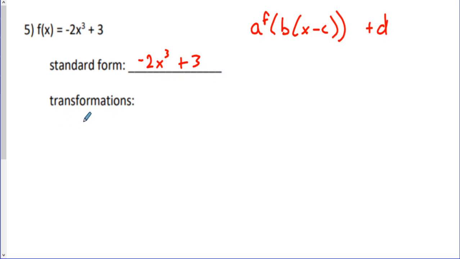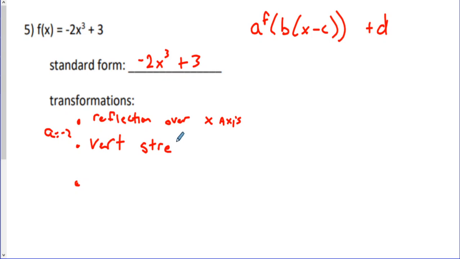If I talk about transformations, here are the 3 transformations. a is -2, so that's going to cause a reflection over the x-axis. That's what the negative does. And then the 2 causes a vertical stretch. And remember, it's stretched because 2 is bigger than our neutral value of 1, and it's by a factor of 2.